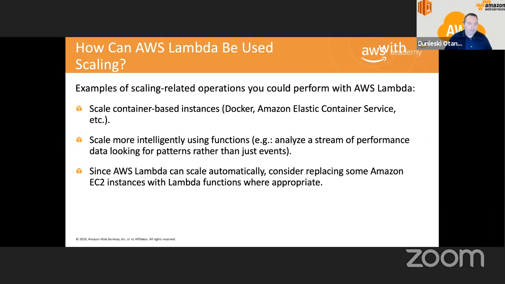And since AWS Lambda can scale automatically, consider replacing some Amazon EC2 instances with Lambda. That's exactly what I told you before. The trend is to replace EC2 instances with Lambda, because Lambda automatically scales. EC2 instances don't, right? You need auto scaling, which is an extra step for your EC2 instances, whereas Lambda automatically scales, so you don't have to worry about that. Okay?